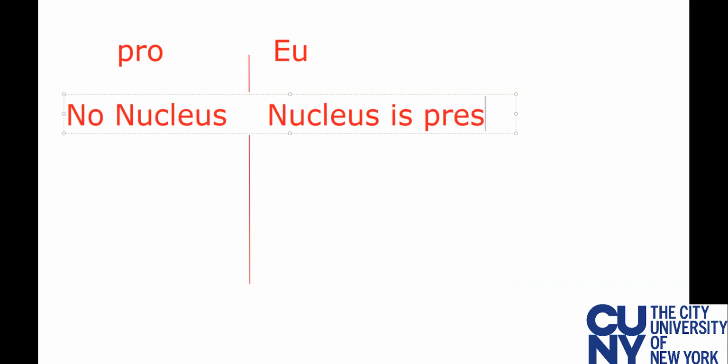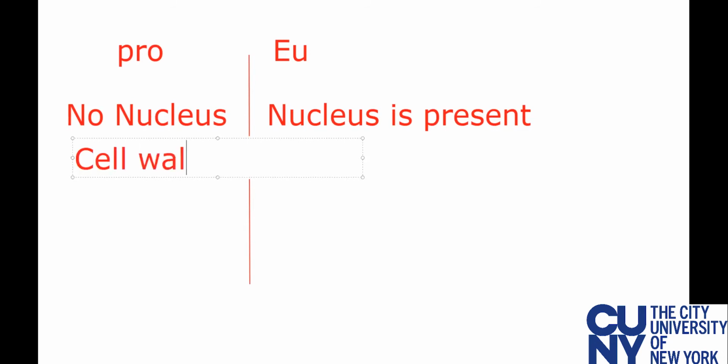It is present. If you look at the human cells, there is no cell wall, but bacterial cells have a cell wall. Human cells don't have a cell wall. No cell wall in human cells.